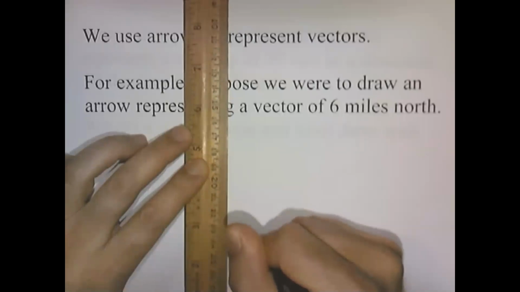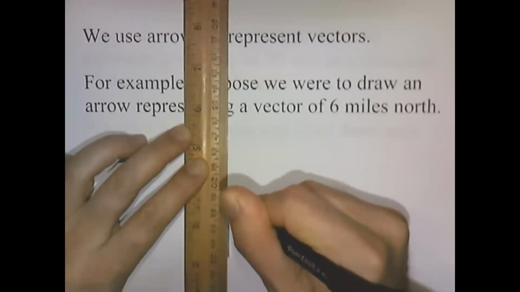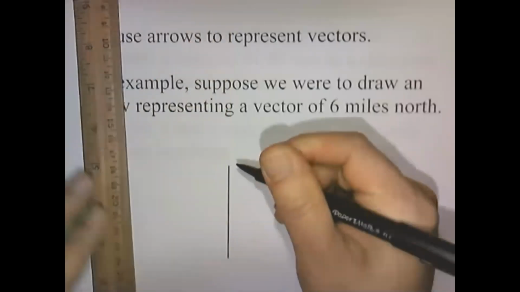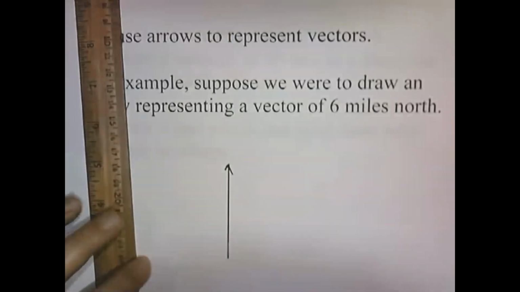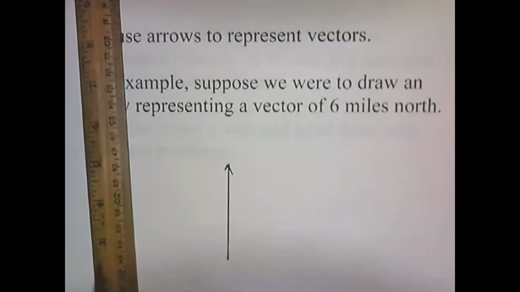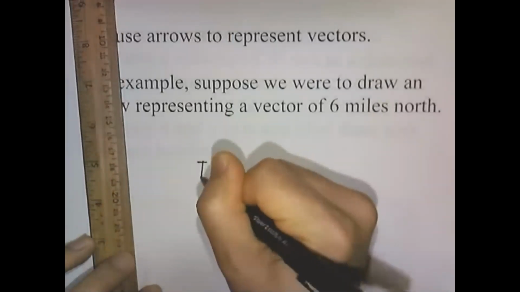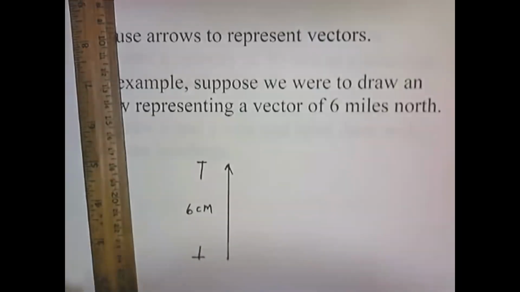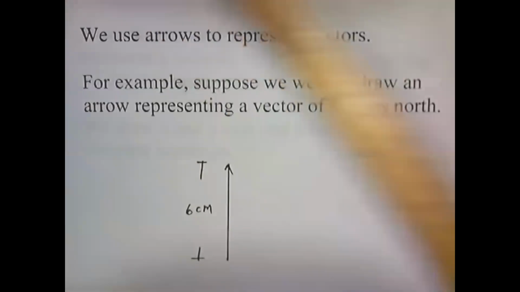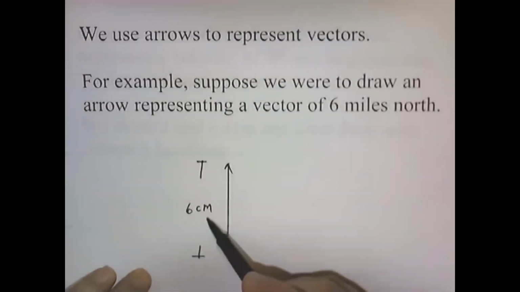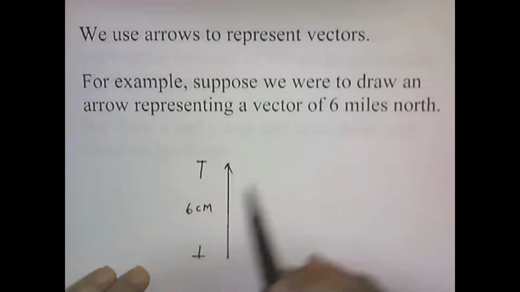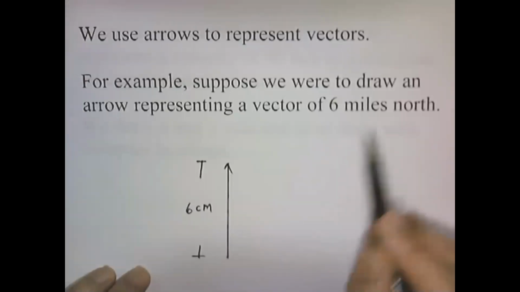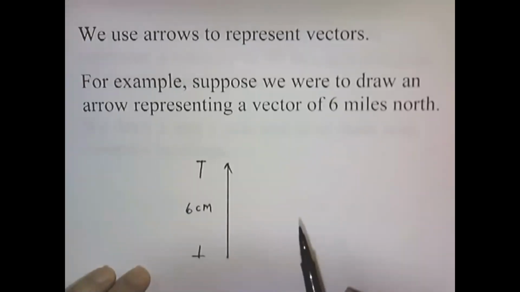So 1, 2, 3, 4, 5, and 6. Okay. Put it down right there. So this vector is 6 centimeters long. So the length of the vector, 6 centimeters, represents the magnitude of the vector, 6 miles. So 6 centimeters represents 6 miles. It's pointing up. So the upward pointing direction represents the northern part.